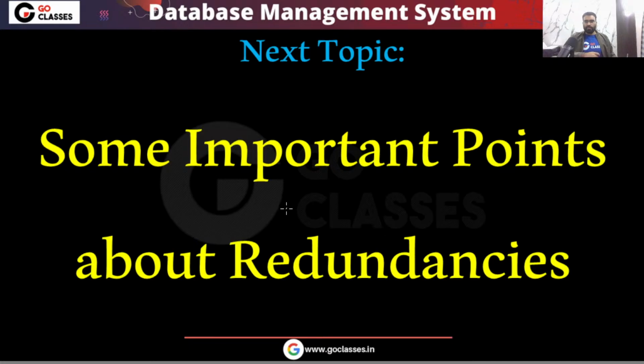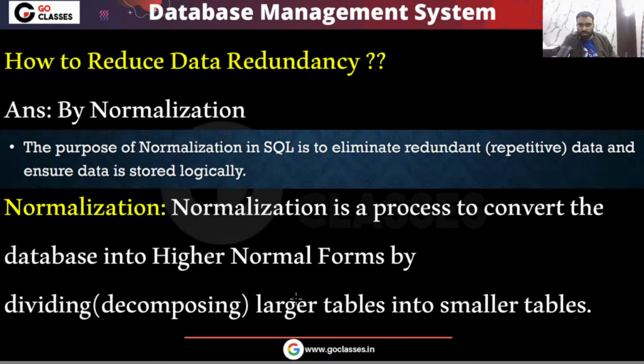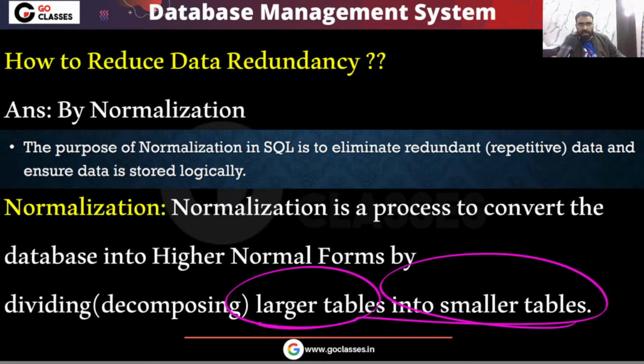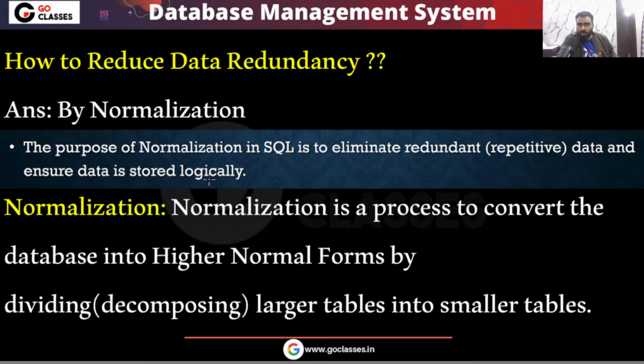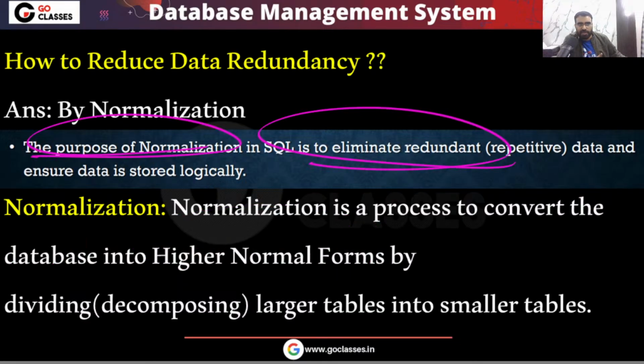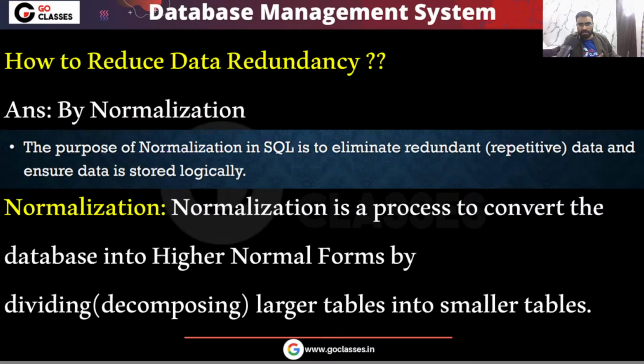Now we will see some important points about redundancies. So far we have seen the definition of redundancy and also the definition of normalization. If you did not understand something, don't worry about it. That is just to make you understand what redundancy is and what normalization is. Normalization is a process to reduce redundancy. In normalization, we decompose large tables into smaller tables, and basically we convert our database into higher normal forms to reduce redundancy. The purpose of normalization is to eliminate, or I can say reduce, redundancy.